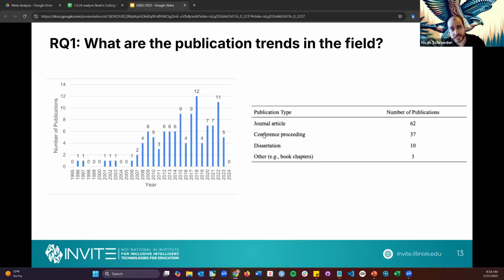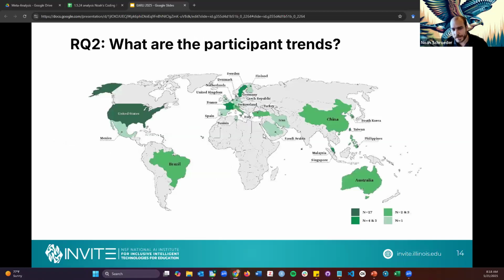But I know a lot of students, at least in the US, are interested in working with K-12 students for their dissertation work. So I was surprised to find that. We found that most studies were being conducted in the United States by far, and then there were fewer studies across the rest of the world, as you can see here.